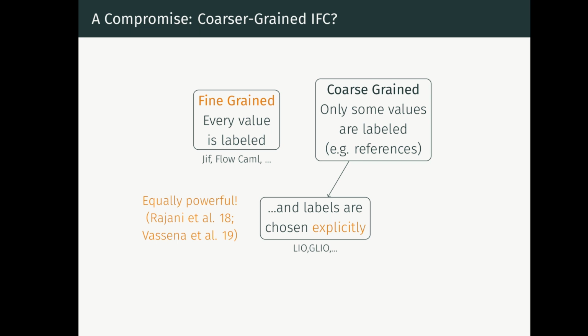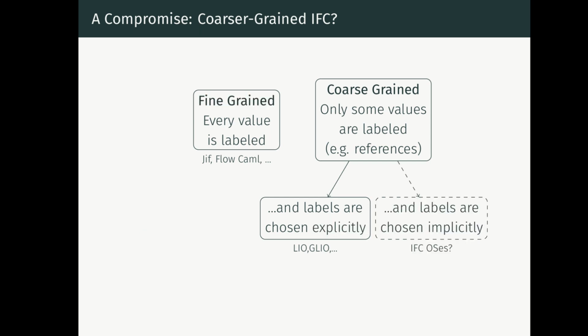Now, if choosing labels explicitly leads to those migration problems, what if we let the language automatically choose labels for us? For instance, we could set the label of a reference to be the same as the PC label at the moment of allocation, which might be a little bit unusual for IFC languages, but I have the impression that it actually is a more faithful representation of how IFC operating systems work, for instance.